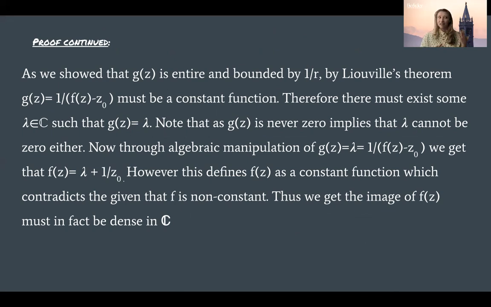So there has to be some lambda in our complex numbers with g of z equal to lambda for all z. And g of z is never 0, so lambda can't be 0 either. And with a little bit of algebraic manipulation, we get that f of z equals lambda inverse plus z naught. And lambda was fixed, z naught was fixed. So then that would mean that f of z has to be constant. But in our givens, we were told that f of z isn't constant. So we get a contradiction. And Liouville's theorem tells us that if f is non-constant and entire, then the image has to be dense.